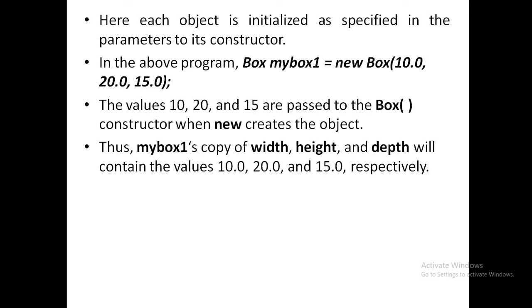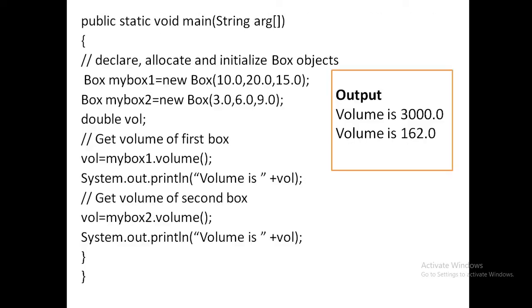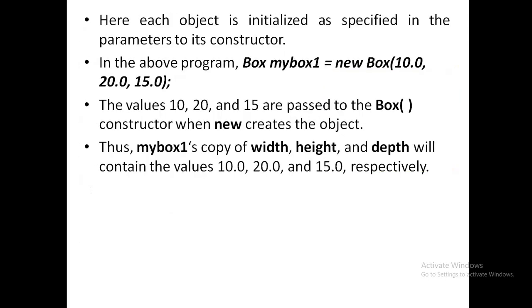This is because the constructor passes different values as arguments for both the objects. So here myBox1 is estimating a volume with 10, 20 and 15, whereas in the case of myBox2, 3, 6 and 9 are the values of the variables.